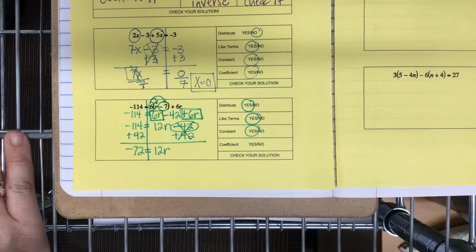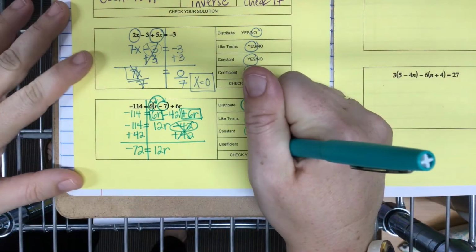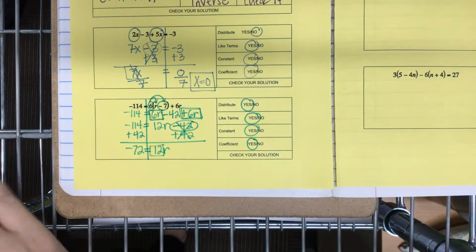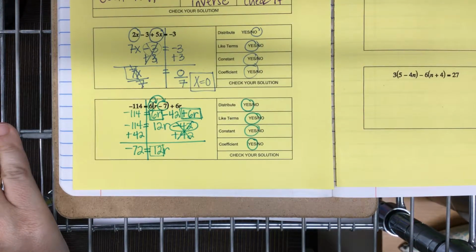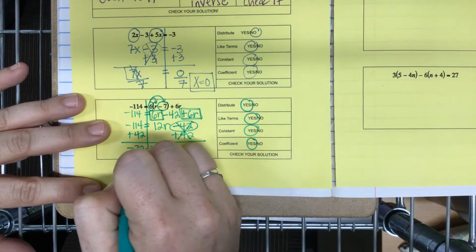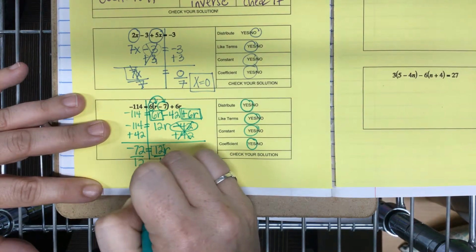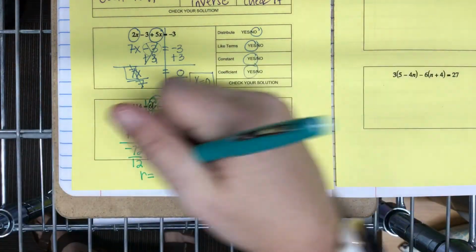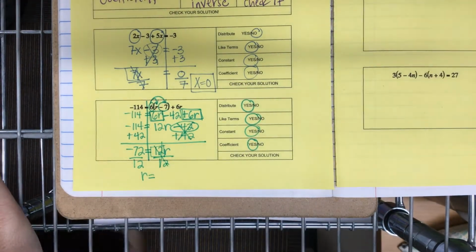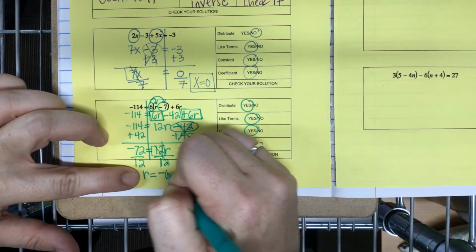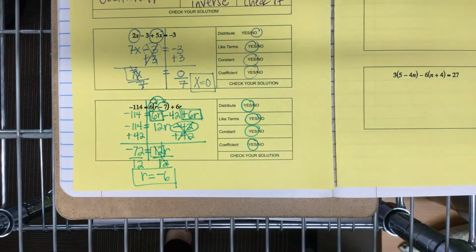Is there a coefficient? Yes. 12 is my coefficient. 12r means 12 times. That's a lot of yes. So the division is my inverse. And negative 72 divided by 12 is negative 6. But I don't know if it's right or wrong. So we're going to check our answer.